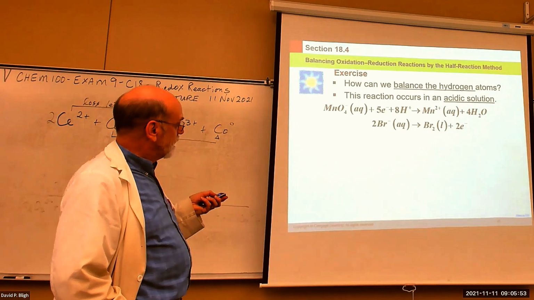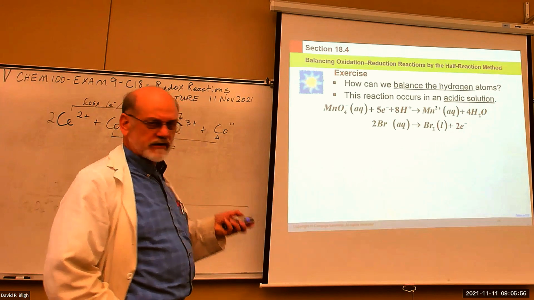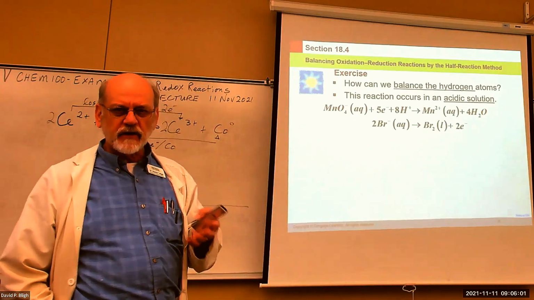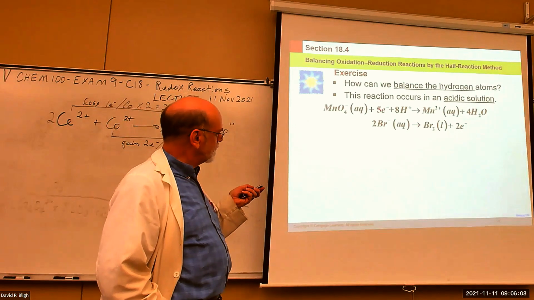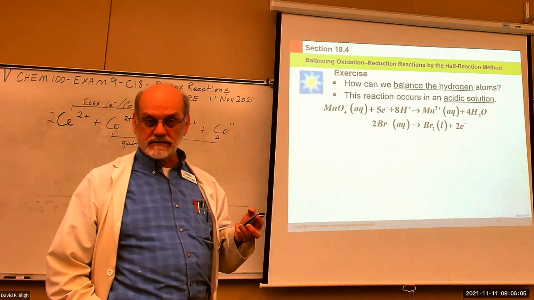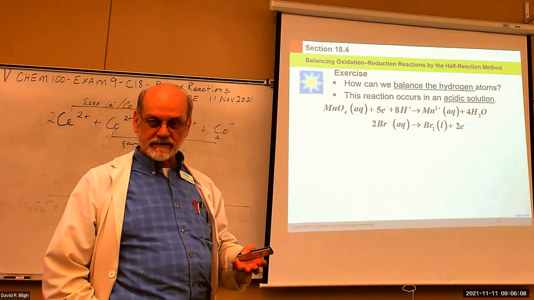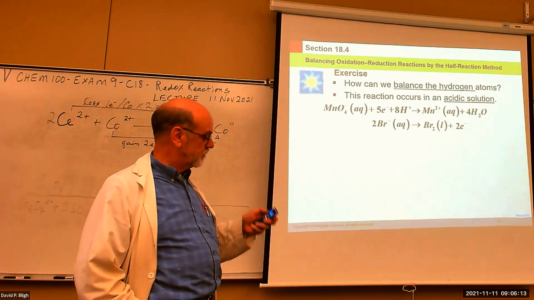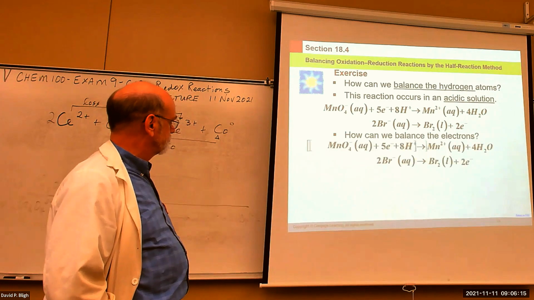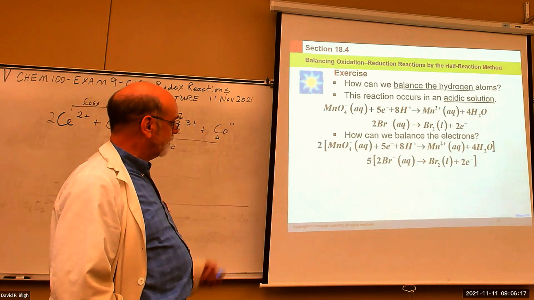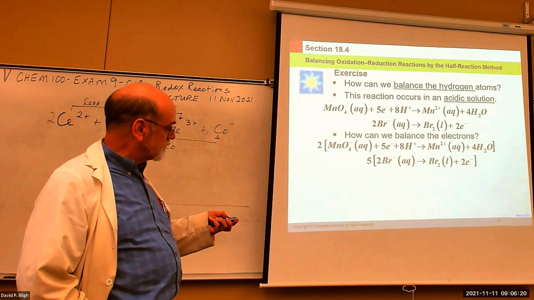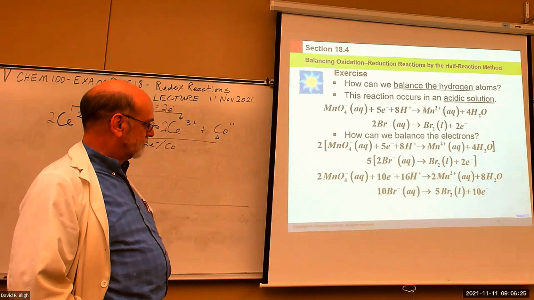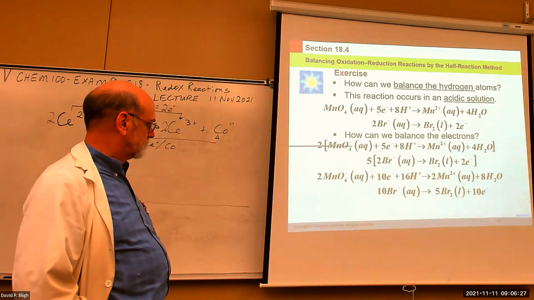Now we've got 5 electrons here and 2 electrons there. We can't add those 2 equations together, not yet. So how do you get an odd and an even to balance? Cross multiply. Multiply this one by 2 and this one by 5. That means you'll have 10 electrons here and 10 electrons there. Now we can add them together.